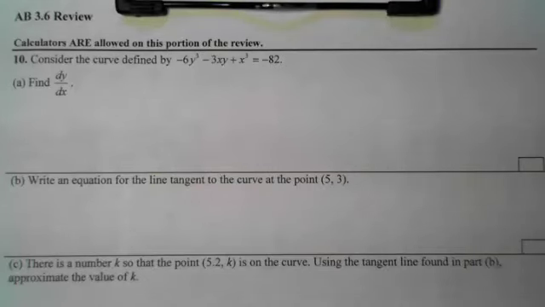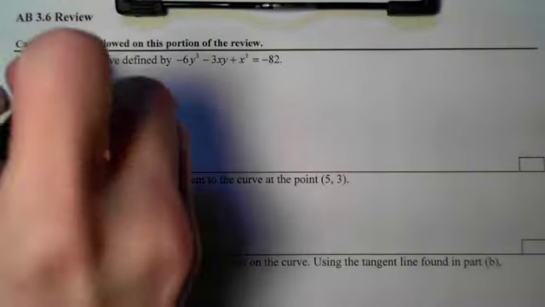If we read the problem, it says we want to consider this curve defined by negative 6y cubed minus 3xy plus x cubed equals negative 82. Our first job, worth 3 points, is to find the derivative of y with respect to x.